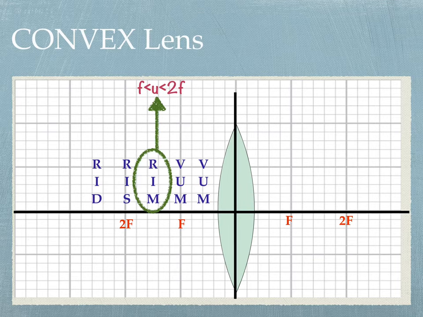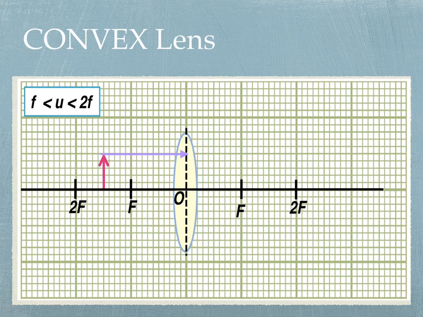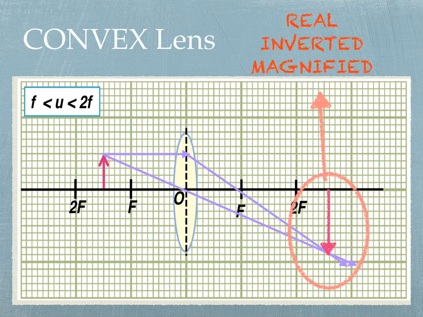If the object is between F and 2F, the image produced is RRM: real, inverted, magnified. Let's try and check. Yes, the image is RRM: real, inverted, and magnified.